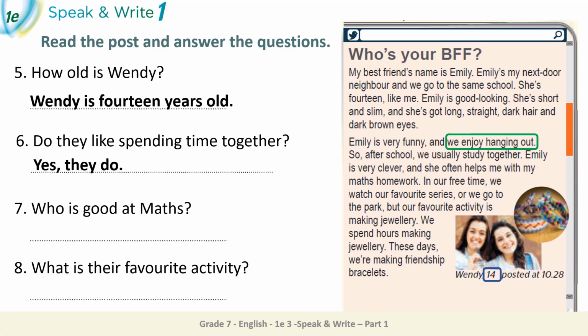Now let's move to question number 7. Who is good at maths? Wendy or her best friend Emily? That's correct. That's Emily. Can you find it in the text? Yes, exactly. That's the correct answer. That's where we can find it.